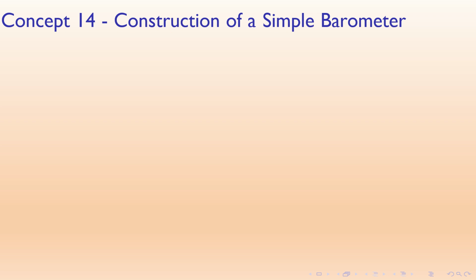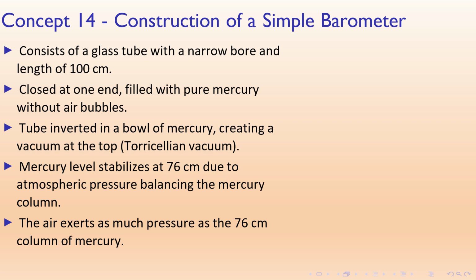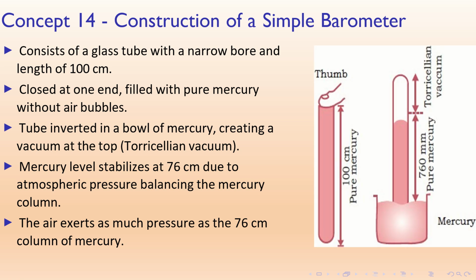Now coming to how to construct a simple mercury barometer, which we have already seen in the previous slide. We take a glass tube which is 1 meter long, a narrow tube closed at one end, and it is filled with pure mercury without air bubbles. This is the mercury which is filled. After filling with mercury, to remove the air bubbles, we keep our thumb on the open end of the tube and tilt it up and down, so that any air bubbles come upside. Then the remaining part is also filled with mercury.